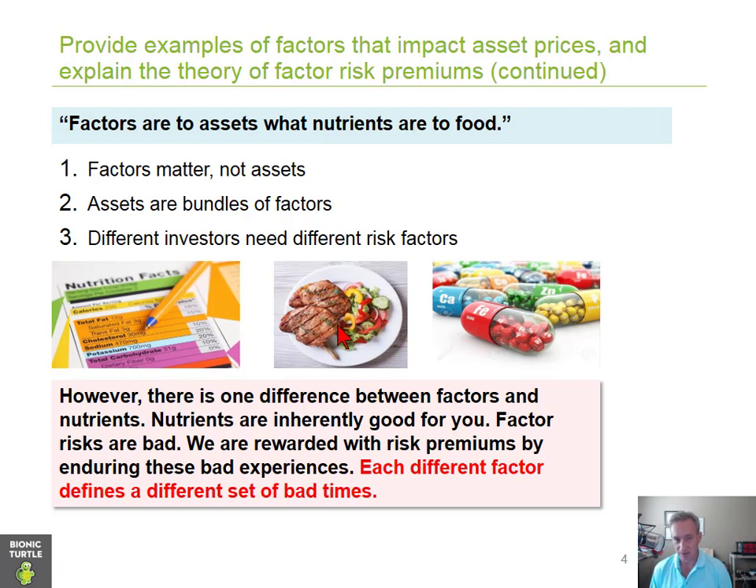And then we have here, it's not just the meal. A meal is more than just a single asset class, so to speak. It's a bundle of nutrients or a bundle of factors. And then the third point is that different investors need different risk factors, and the analogy there is different people have different nutritional needs.